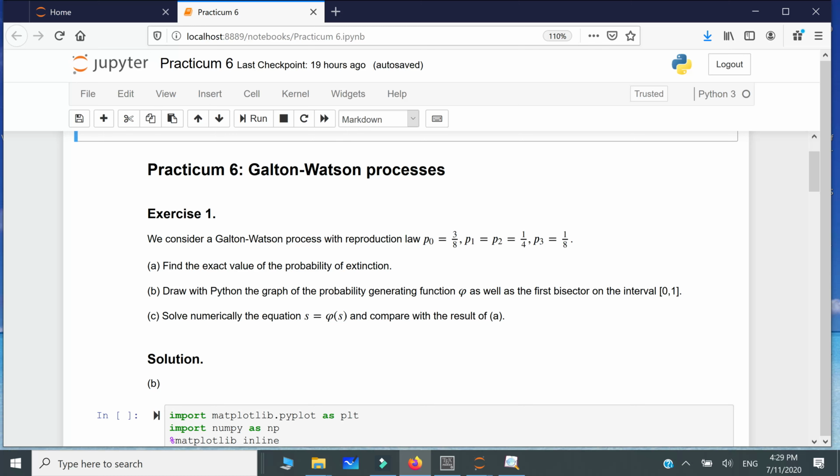In this video, I'm going to solve with Python some exercise questions B and C from exercise 1 and solve exercise 3. Okay, so in exercise 1, we have a Galton-Watson process with reproduction law 3/8, 1/4, 1/4, 1/8. We already found the exact value of the probability of extinction. It was (-3 + √21)/2, which was about 79%.